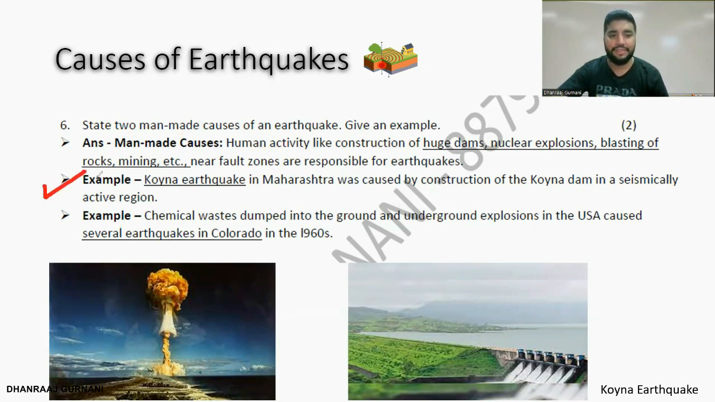There are two examples. Let's see the first one. The Koyna earthquake in Maharashtra was caused because of the construction of the Koyna Dam in a seismically active region. Here is a photo of the Koyna Dam. The second one: chemical waste dumped into the ground and underground explosions in USA caused several earthquakes in Colorado in the 1960s. So one is an Indian example, the other an international example.